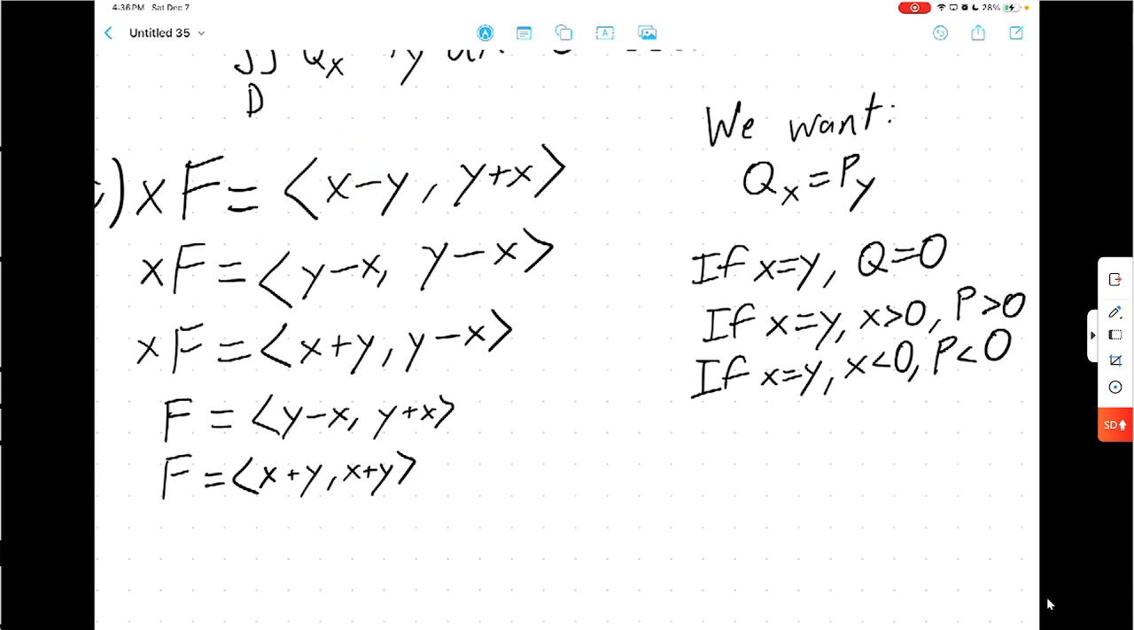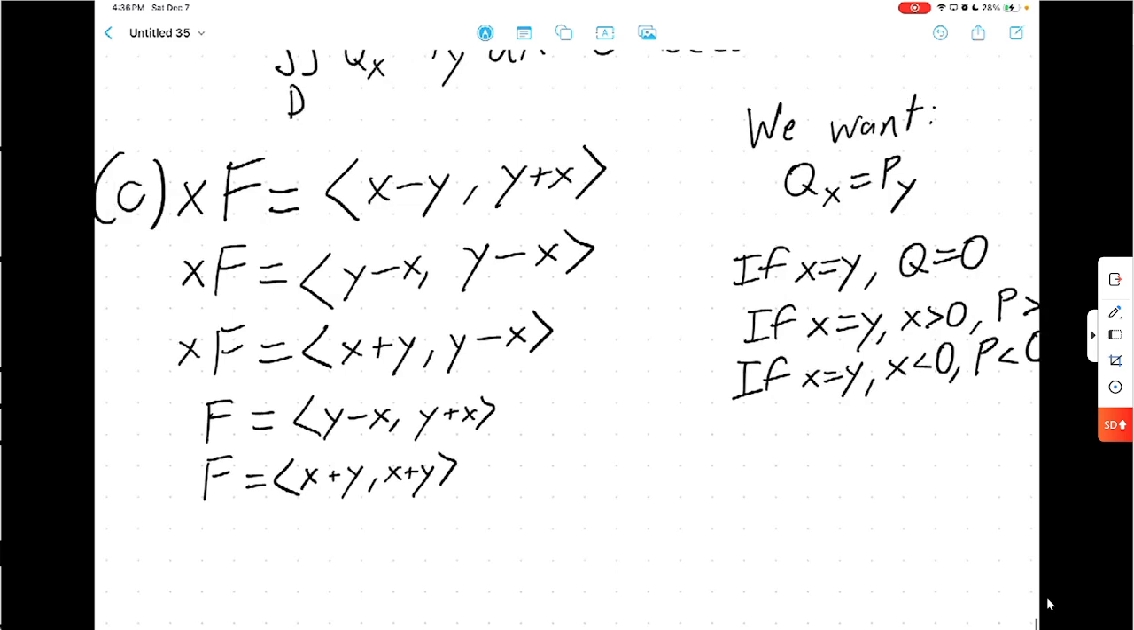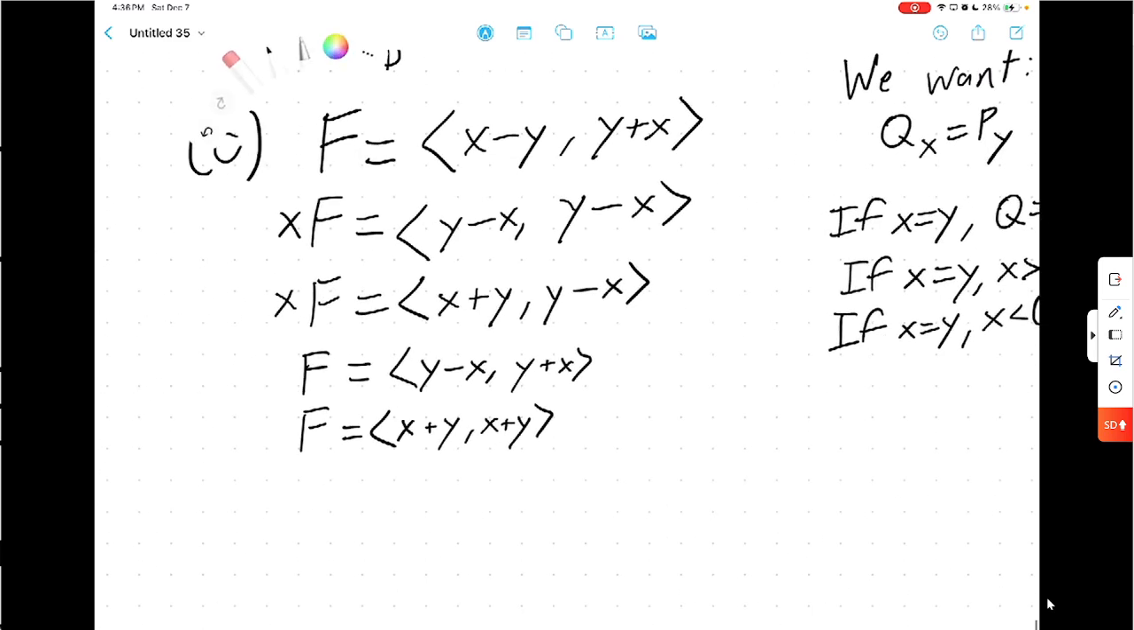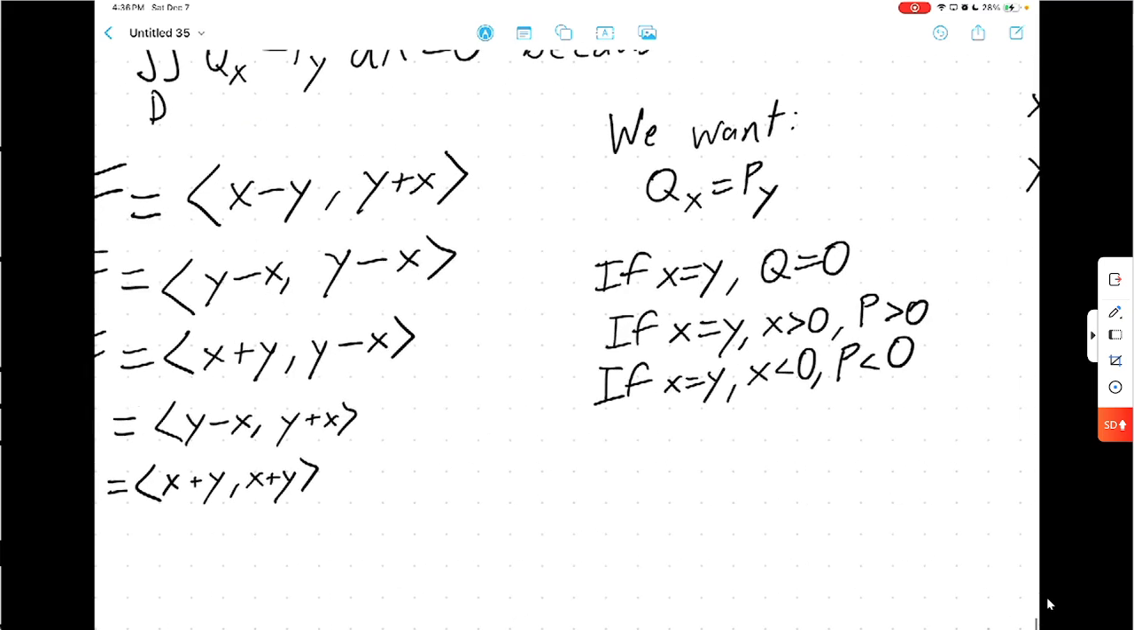X minus y is going to be x minus y. So q of x is equal to 1. And, oh no, this should be in. This should be still in. Yep. Q of x is equal to 1. P of y is equal to 1. Yep, that's still in.